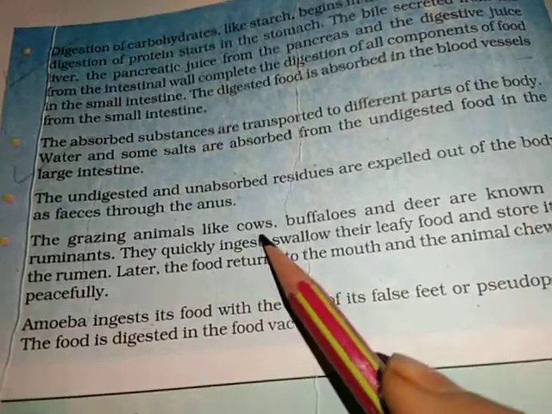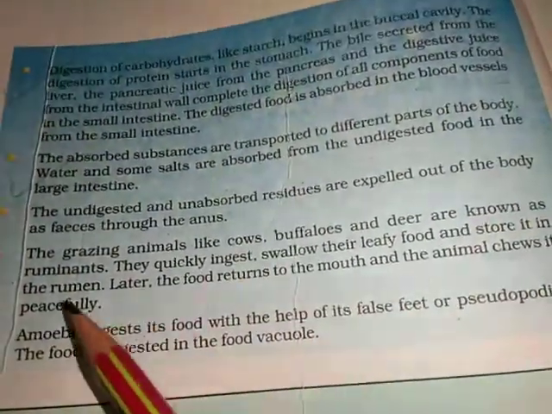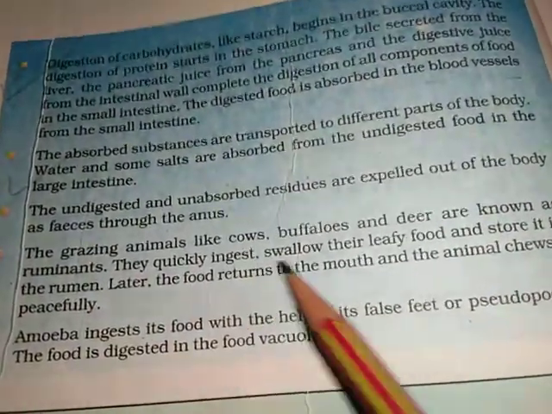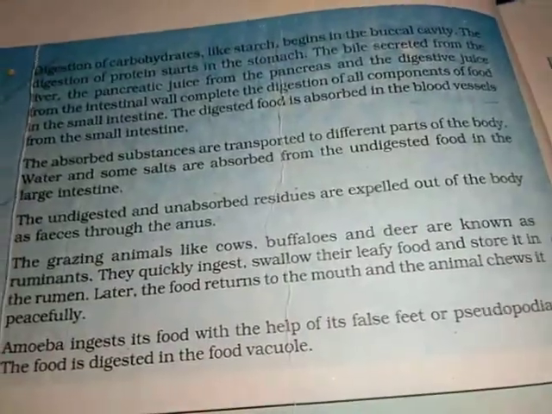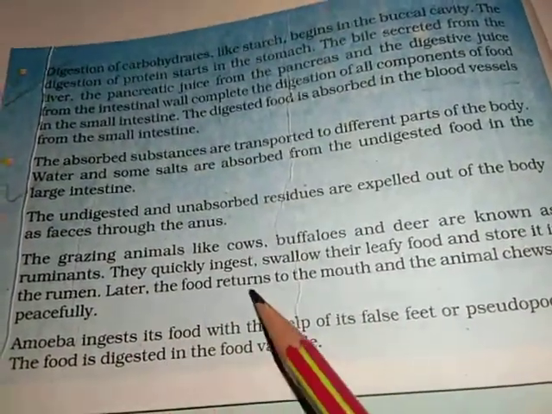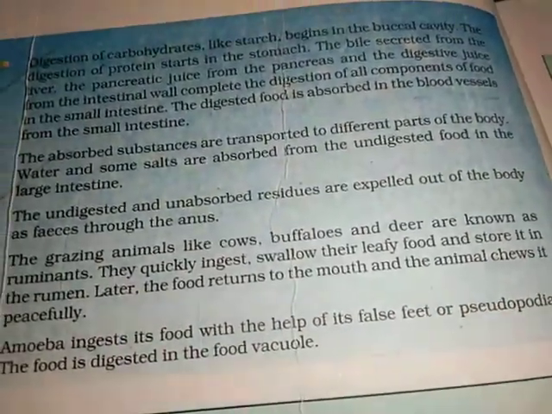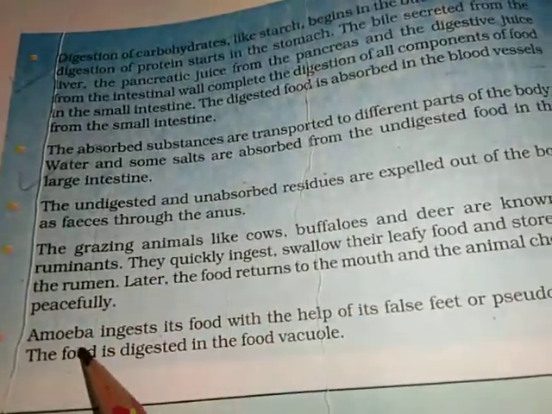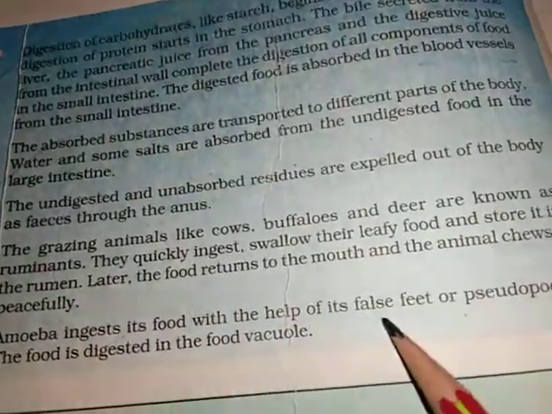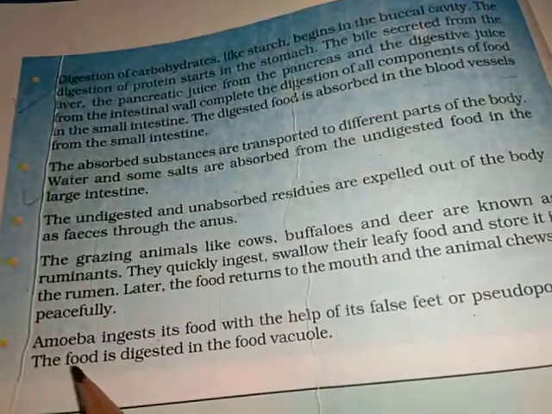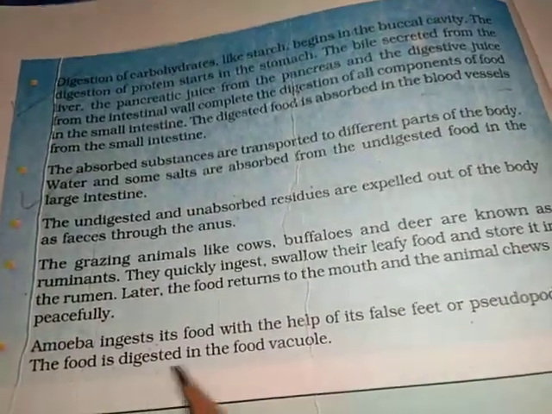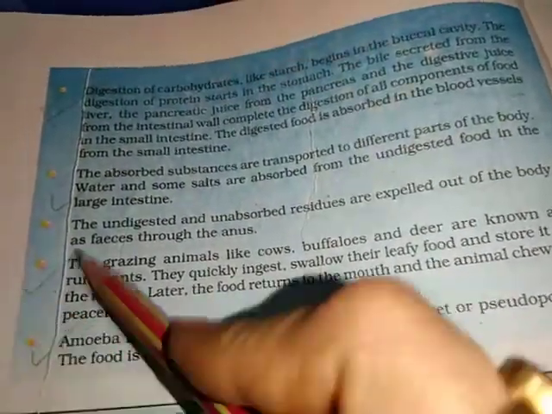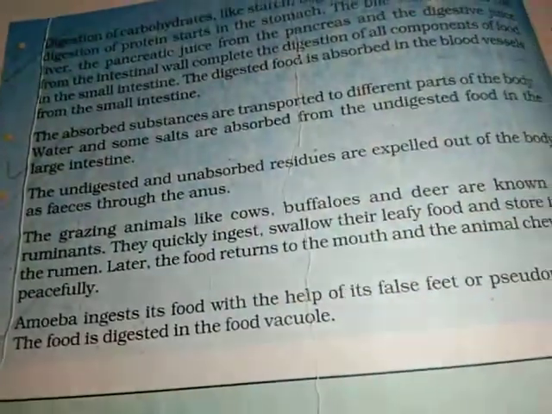The grazing animals like cows, buffaloes, and deer are known as ruminants. They quickly ingest, swallow their leafy food and store it in the rumen. Later, the food returns to the mouth and the animal chews it peacefully. Amoeba ingests its food with the help of its false feet or pseudopodia. The food is digested in the food vacuole. All these points are very important. That is what we have studied in the entire lesson.